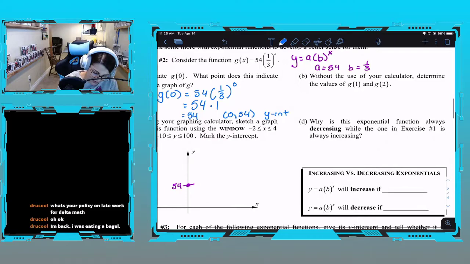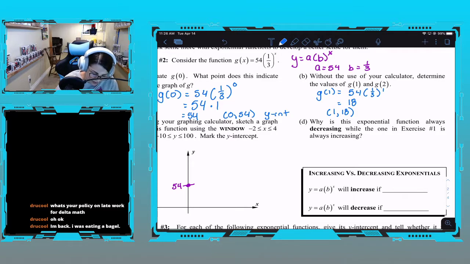With that, using your calculator, determine g of 1 and g of 2. All right. So g of 1, we have 54 times 1/3 to the first power. Well, 1/3 to the first power is just 1/3. So 54 times 1/3 is going to be 18. So we have the point 1 comma 18.